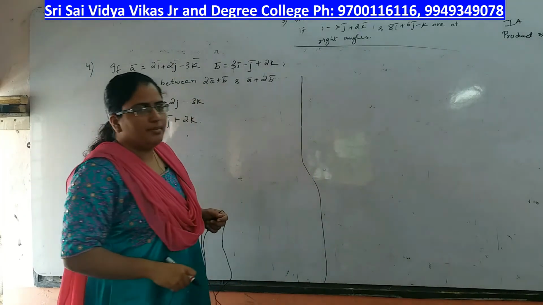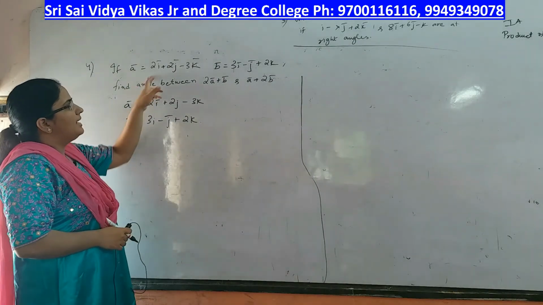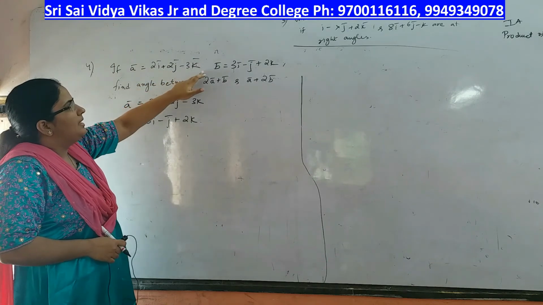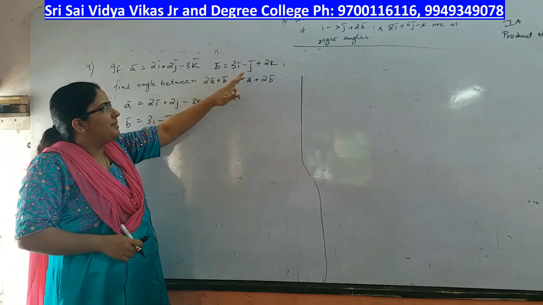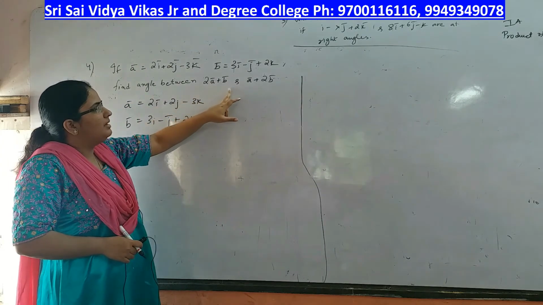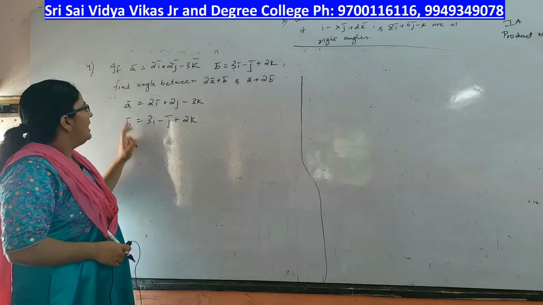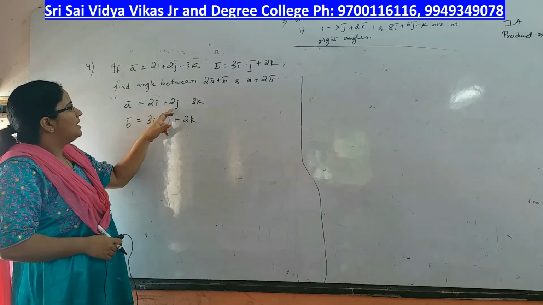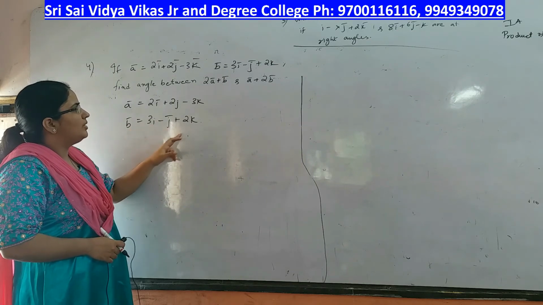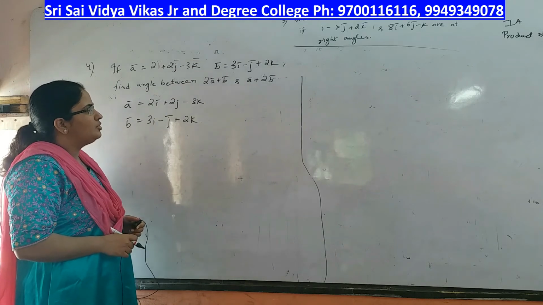The next problem that you have is, here you are given two vectors a bar and b bar. A bar is 2i plus 2j minus 3k, b bar is 3i minus j plus 2k. You have to find the angle between 2a bar plus b bar and a bar plus 2b bar. First find the vectors 2a bar plus b bar and a bar plus 2b bar.